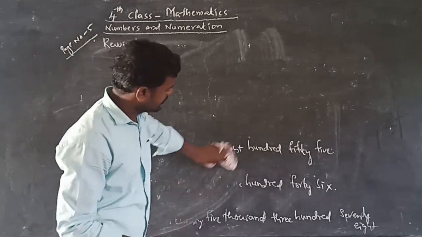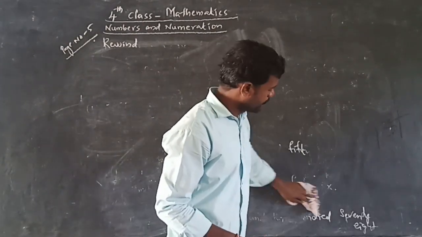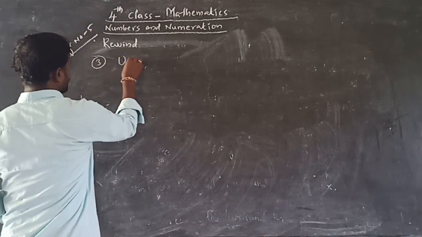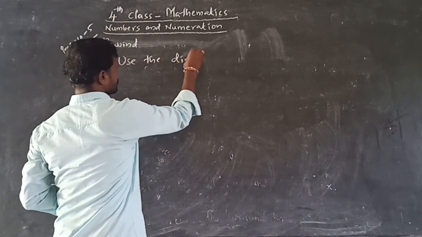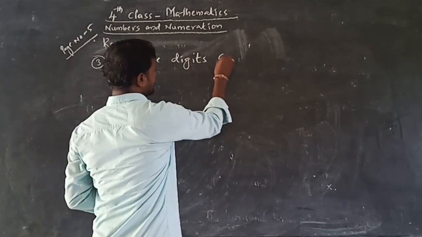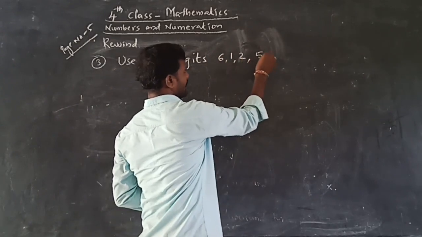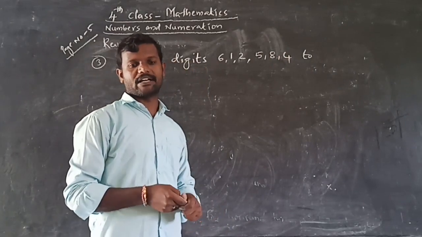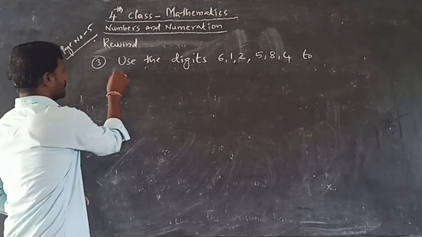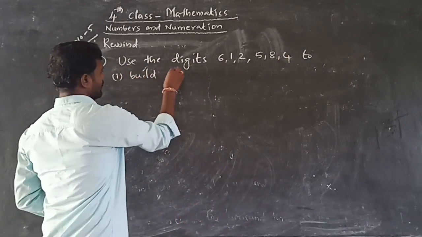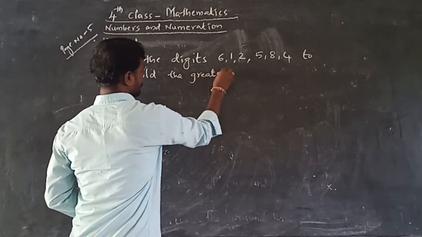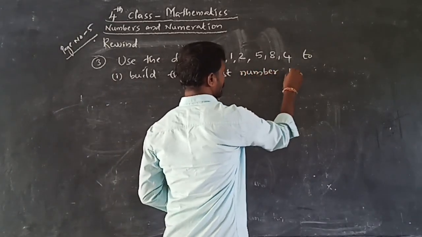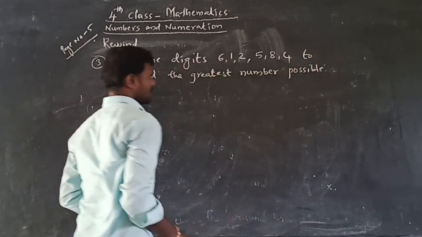Use the digits 6, 1, 2, 5, 8, 4, 2. First one, build the greatest number possible.